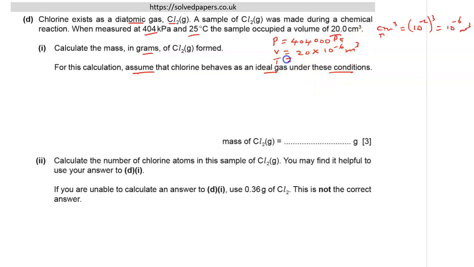Then temperature, we should change it into Kelvin. So 273 plus 25 degrees Celsius. This gives us 298 Kelvin. So we have the data there.